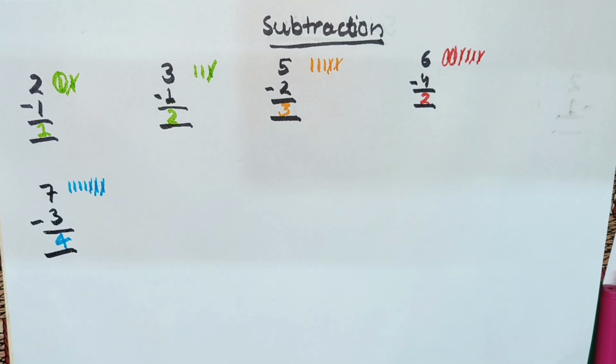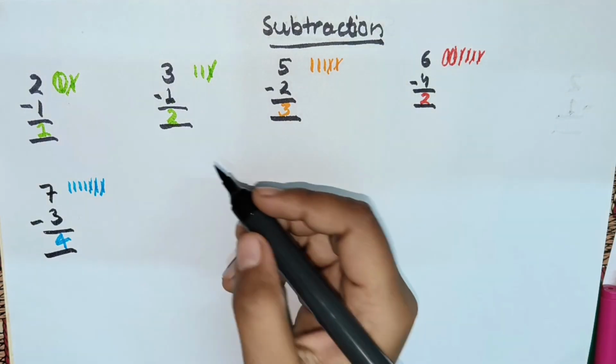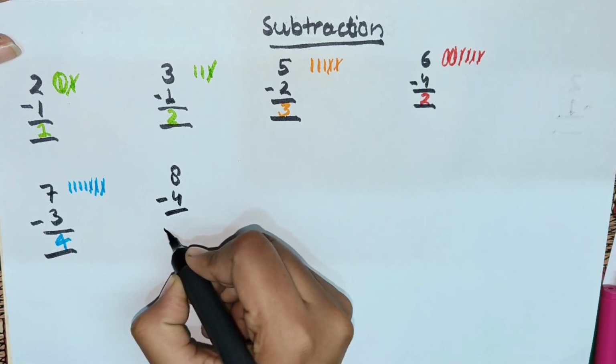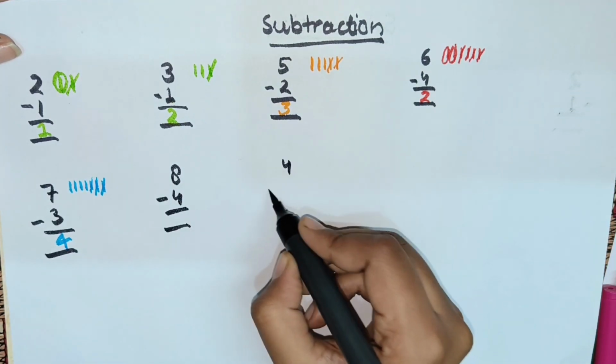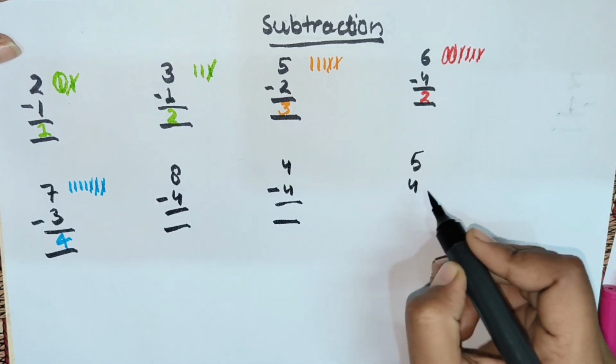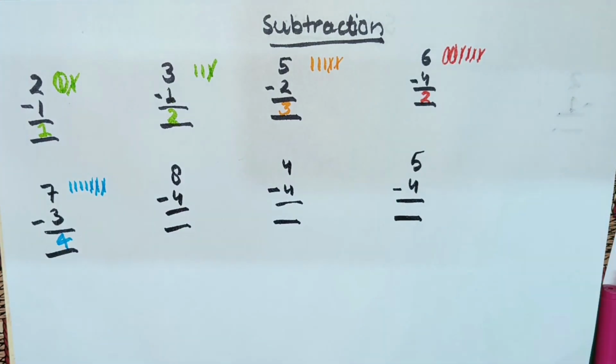Okay. Next I am giving you some more questions. Here I am giving you 8 minus 4, 4 minus 4, and 5 minus 4. Again you just have to repeat the steps which we have already done.